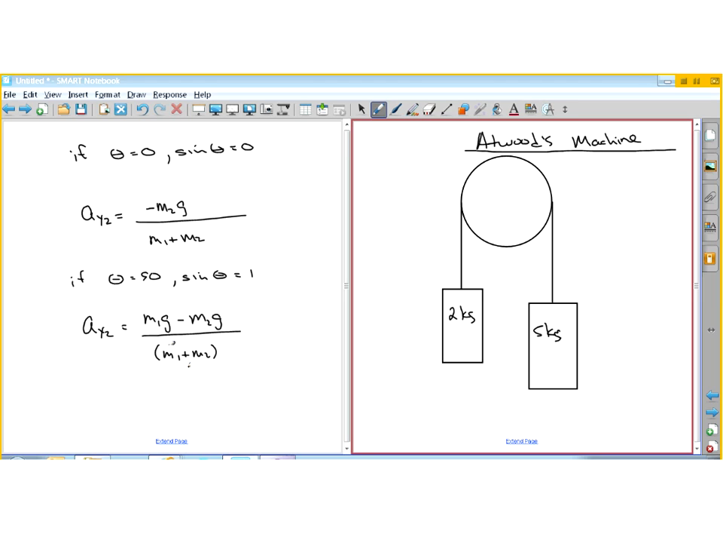To accelerate the system, though, you have to sum the masses together. So the total inertia is 7 kilograms, or the total mass is 7 kilograms. So the difference in the masses determines how fast it goes. The bigger the difference, the faster it goes. But the bigger the total mass is, the slower it goes. So if you had 202 kilograms and 205 kilograms, the difference would be the same, but the denominator would be much bigger, and therefore the acceleration would be really low, would be really slow.